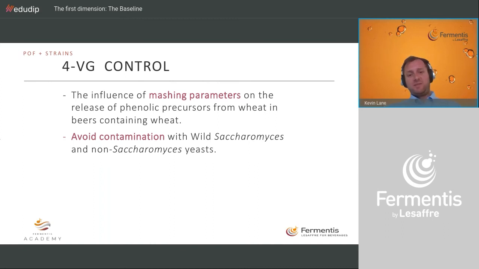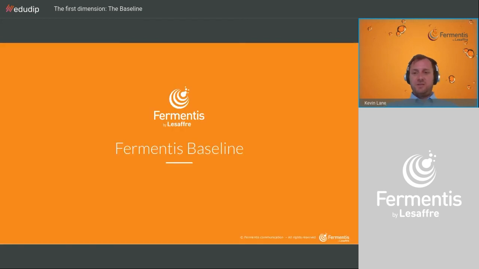Also, a big one is to avoid contamination, because wild Saccharomyces and non-Saccharomyces yeast are usually POF positive. So be very careful in terms of your yeast handling and how you're applying yeast to your beer.